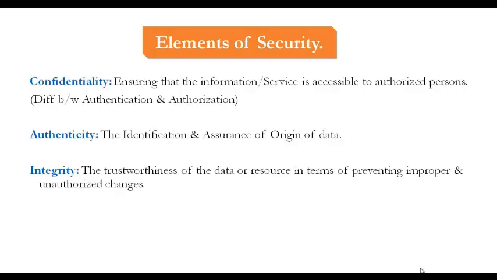And the next one is authenticity, the identification and assurance of origin of data. And the next one is integrity, the trustworthiness of the data or resource in terms of preventing improper and unauthorized changes. If I send a message to my destination, the message I sent should not be modified before actually reaching my destination, and this is called ensuring integrity.